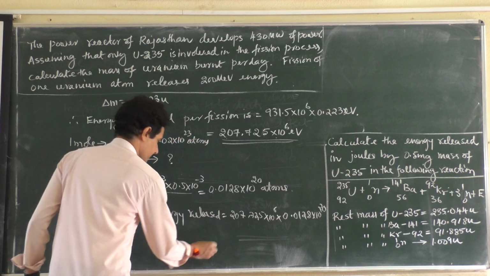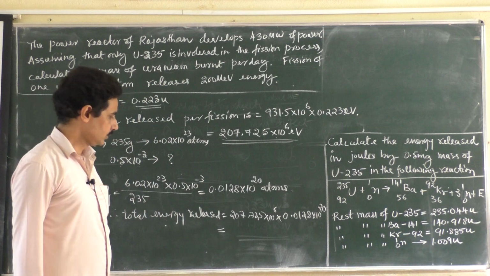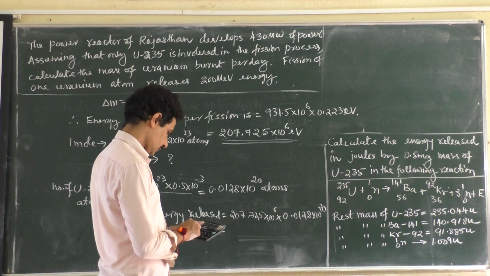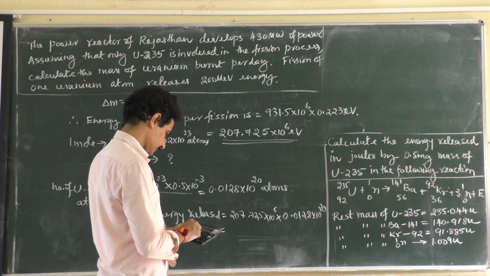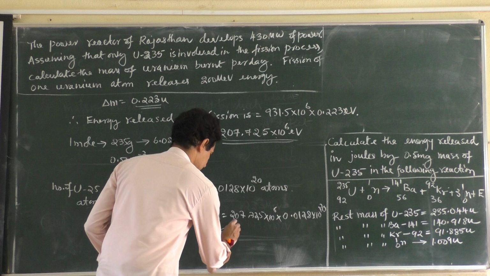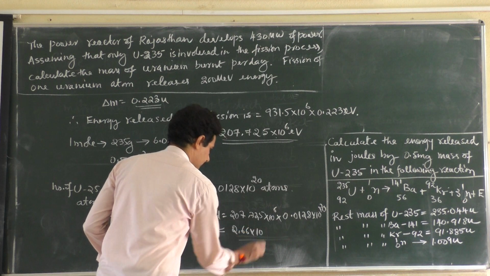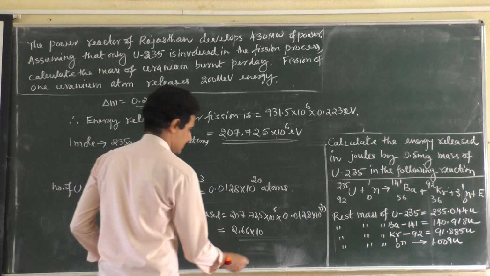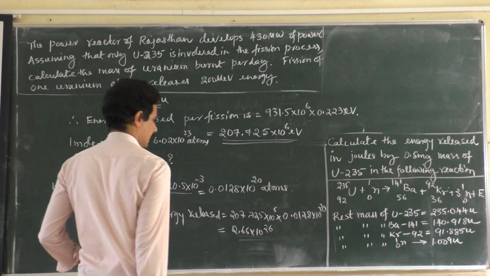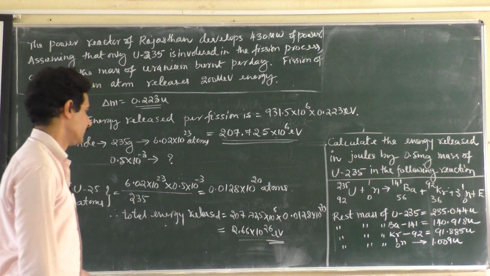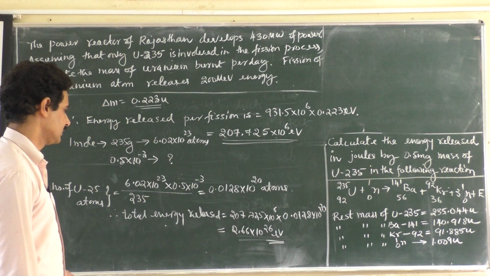So the total energy released is 0.0128 as it is into 207.725. That is equal to 2.66 into 10 to the power 26 electron volt of energy.